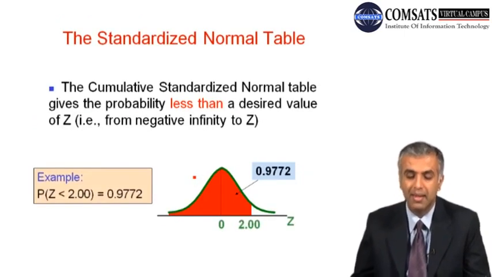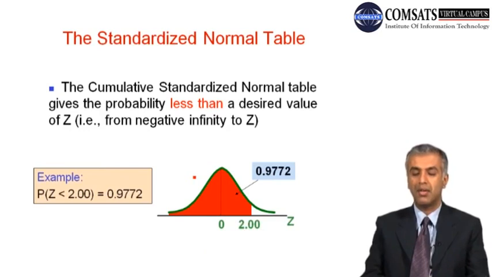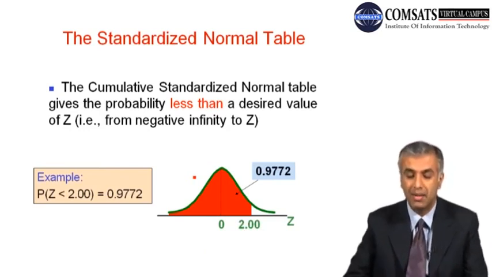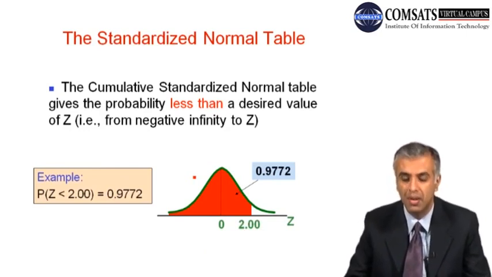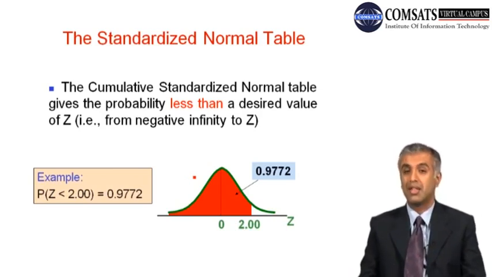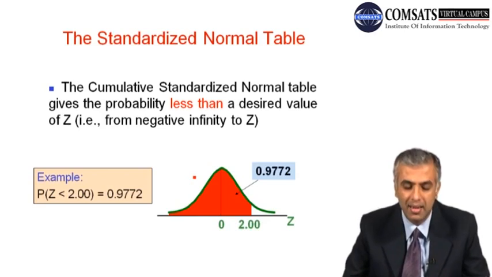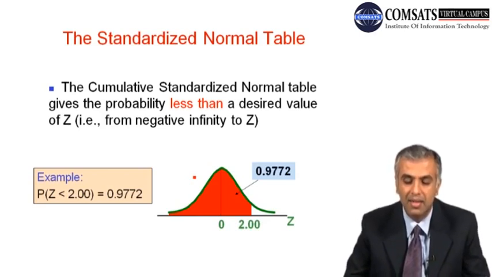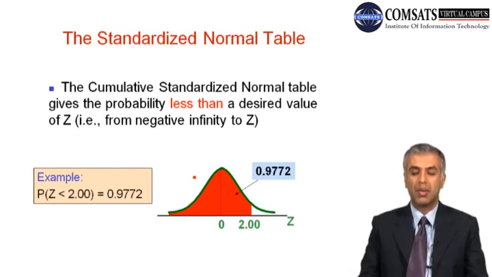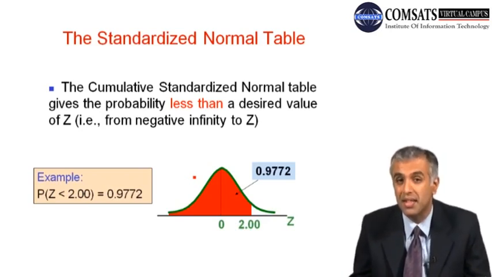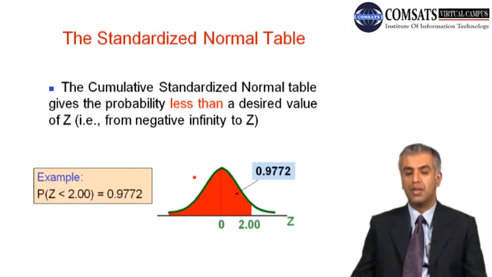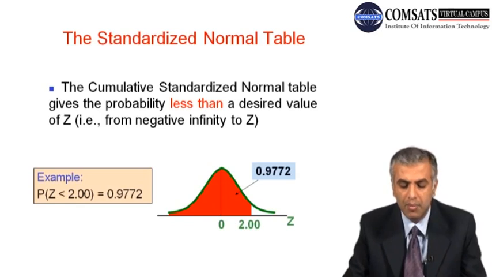Now coming to this, again we try to find the cumulative probability up to z equal to 2.0, which is the z value. In order to find that out, we have to find all the previous activity of the specific study you are going to undertake. Here you can see that the cumulative standardized normal table gives us the probability less than the desired value of z. So basically this is the case from negative infinity to z. Here you can see the probability which has been found.